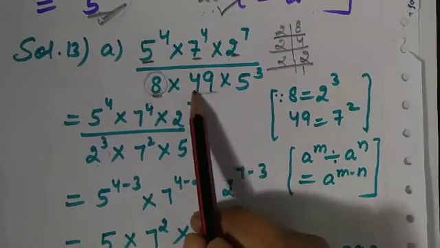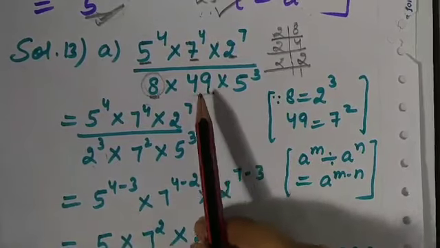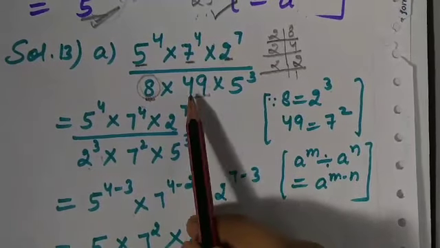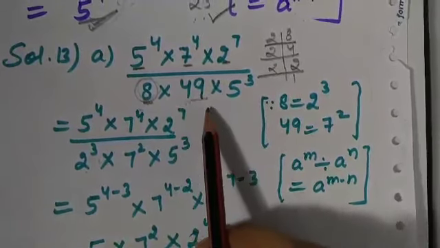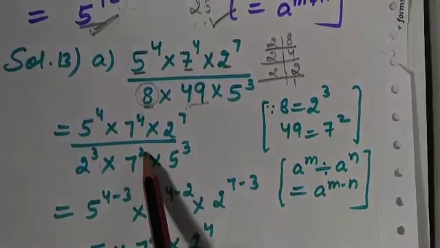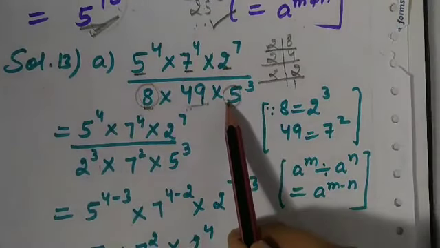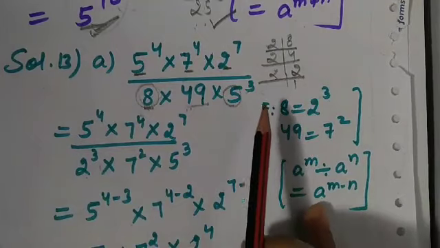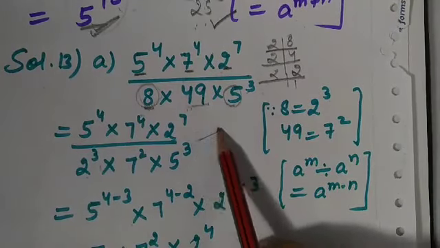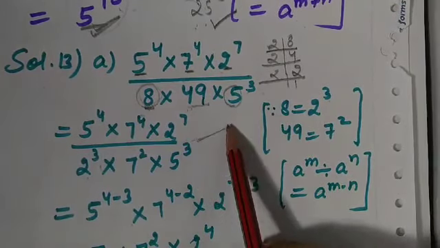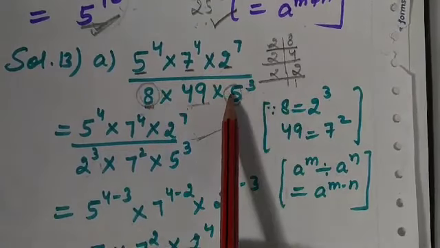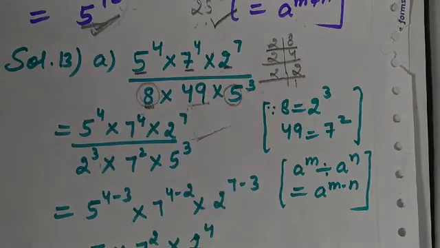Same for 49. This is not a prime number, so I will take the prime factorization of this. This can be written as 7 into 7, and 7 into 7 means 7 to the power 2. And this is already a prime number, so it will remain the same. I hope you understood the first step. What I did was just convert each number into powers of prime.